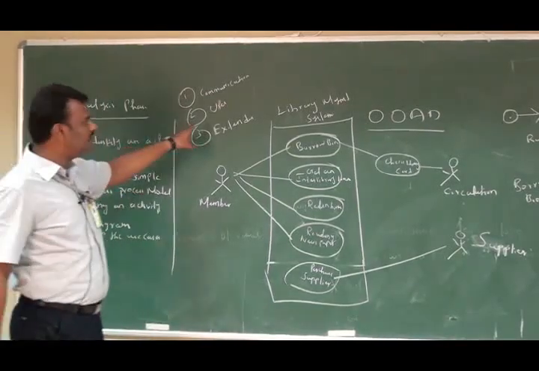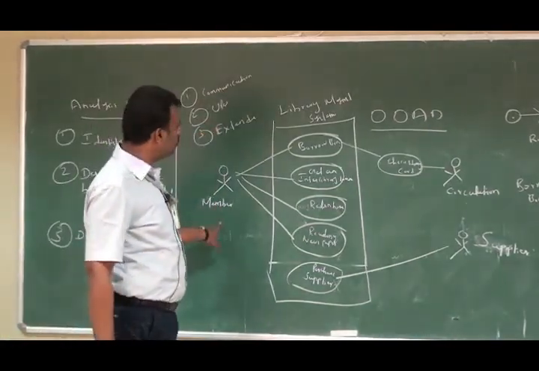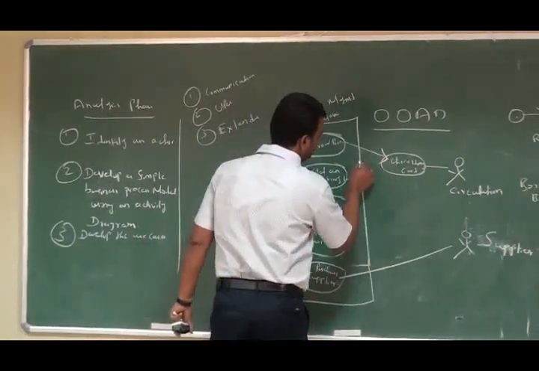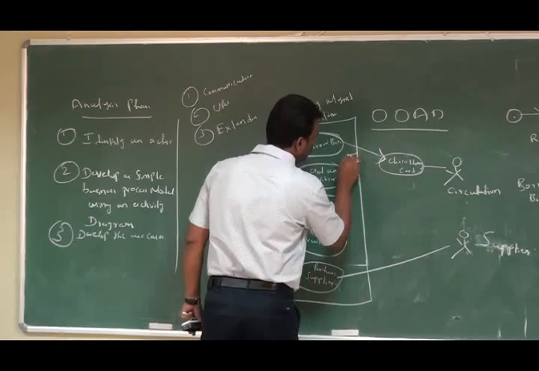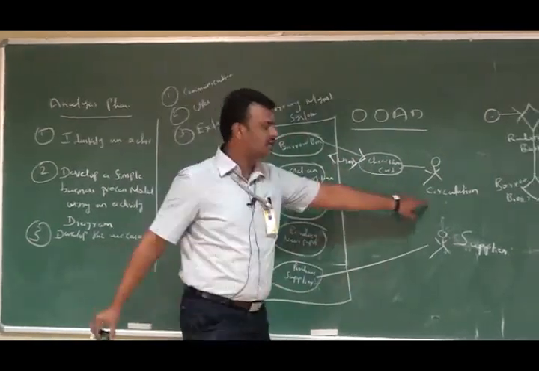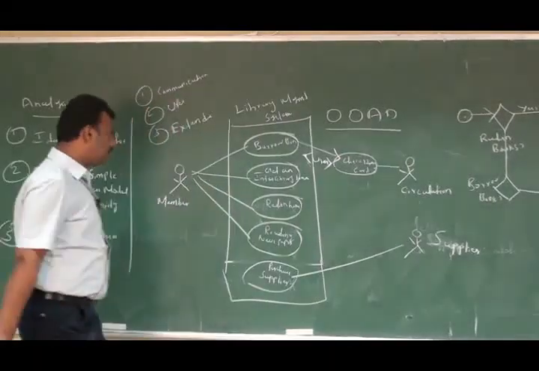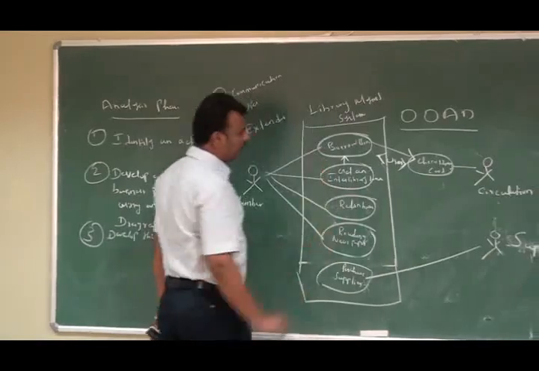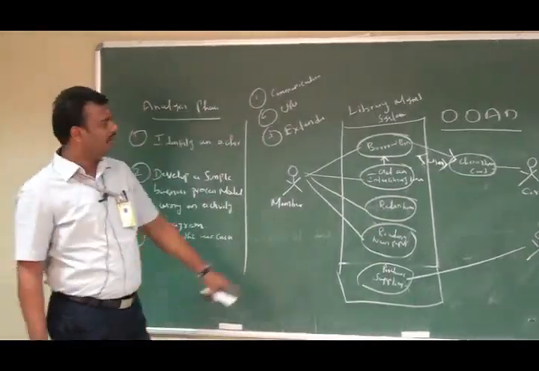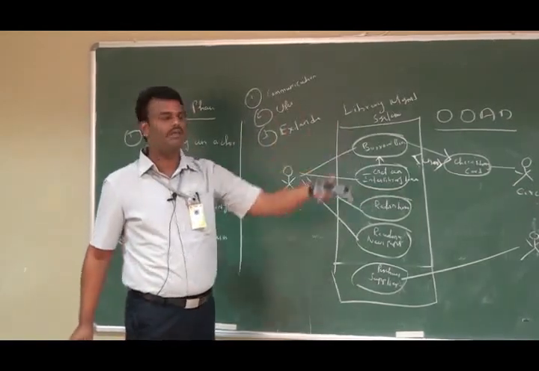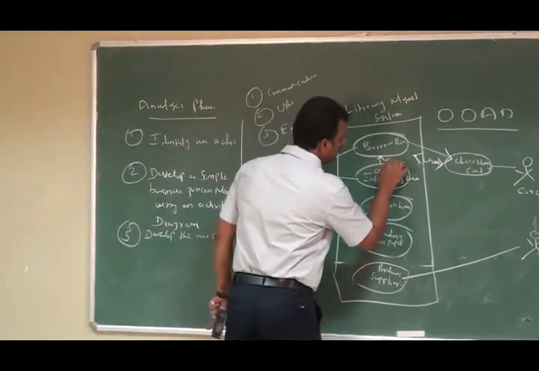The second is the uses relationship. Suppose the member is going to borrow books from the library. The borrow books uses check library card. That is done by the circulation clerk. The next one, what is the extends relationship? Suppose the particular book is not located in our library. Based on the get an interlibrary loan use case, we are going to borrow the books from another college library. That is the extends relationship.